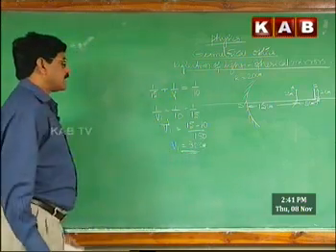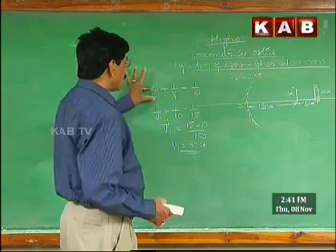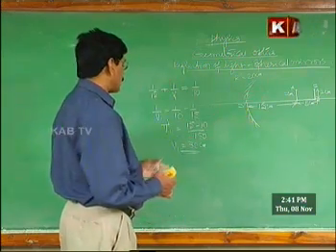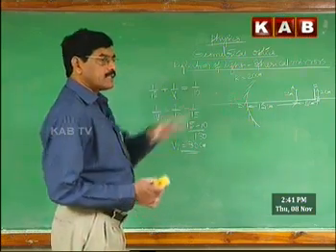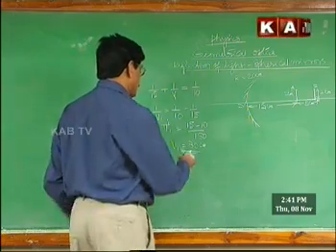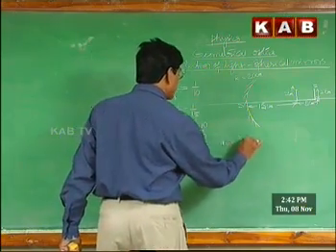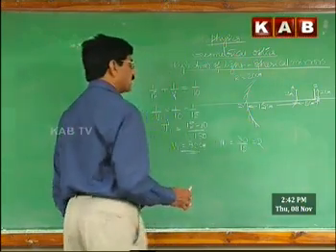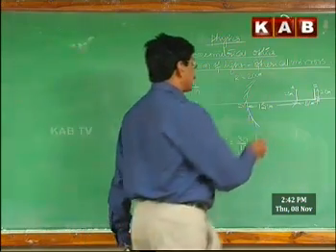So the image is at 30 centimeter distance, but the object is between the focus and the center of curvature. Therefore, for a real object, the image will be real. A real image in the case of a concave mirror is inverted. This is an inverted image with magnification 30 by 15, which is 2. Magnification 2.